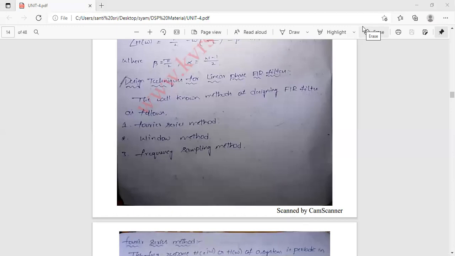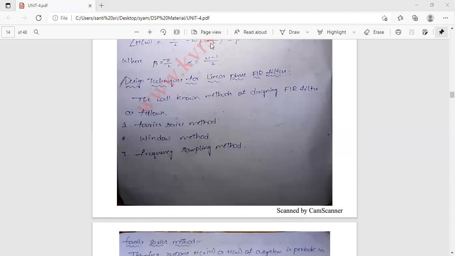So in the last class we were discussing the design techniques for linear phase FIR filters. Here we have three methods of design techniques for linear phase filters: the Fourier series method, the Windows method, and the frequency sampling method.